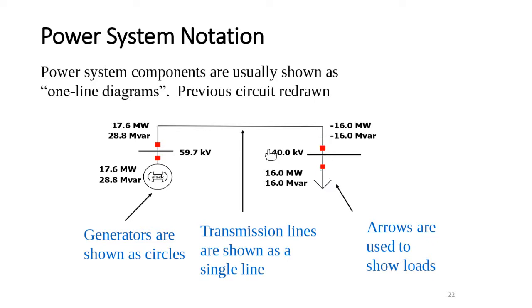All right, so this is a transmission line. When we write here 16 megawatts, 16 megavar, it means that the load consumes 16 megawatt and 16 megavar. When we say load, it means it consumes, absorbs. The generator is producing 17.6 and 28.8.